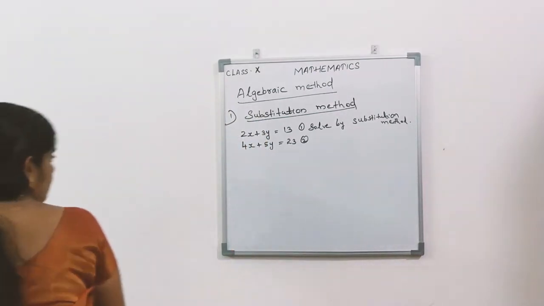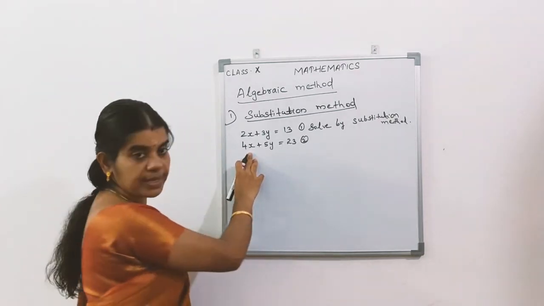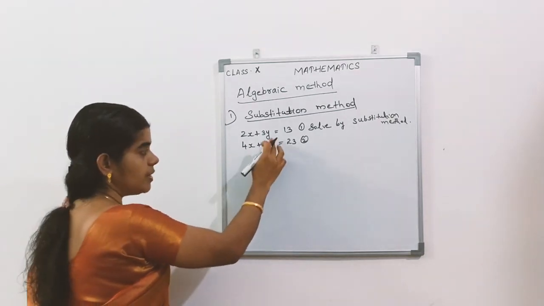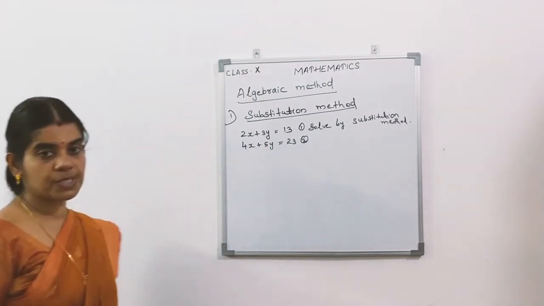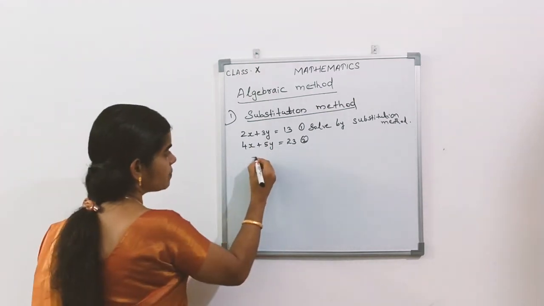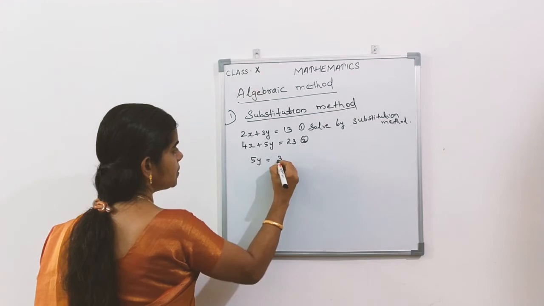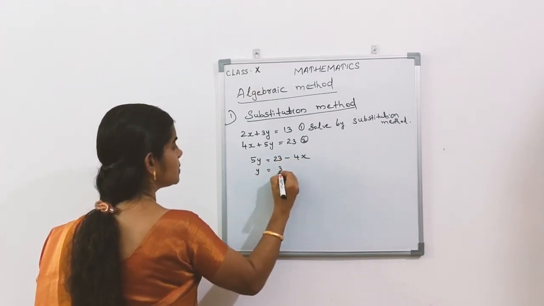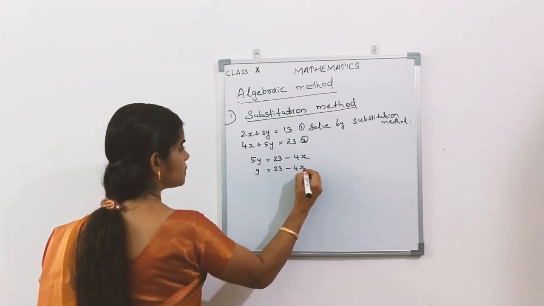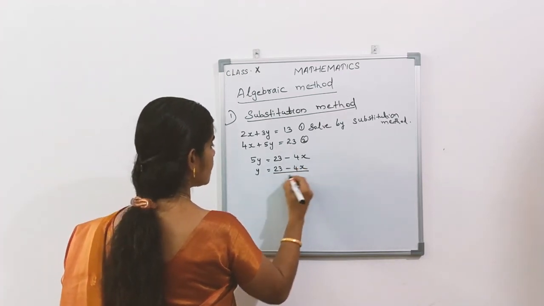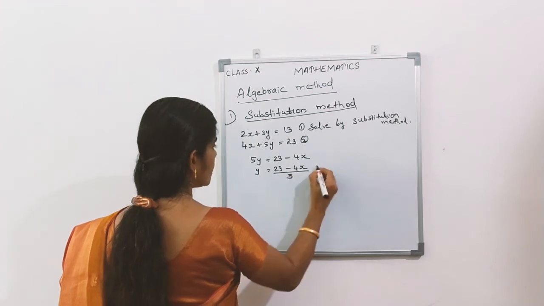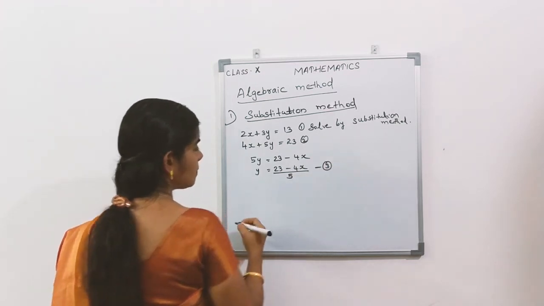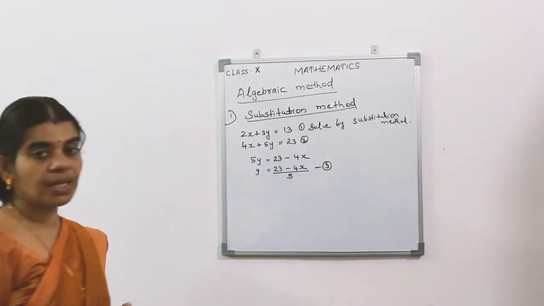Next, just here, first I have taken 4x is equal to, if you are using 5y, that also possible. Just I am showing 5y is equal to 23 minus 4x. Y is equal to 23 minus 4x by 5. That will be the equation number 3. That you can substitute in the equation 1.